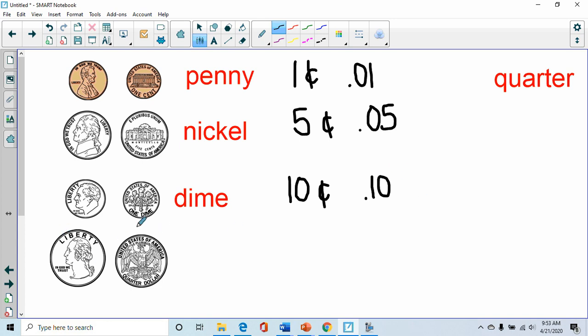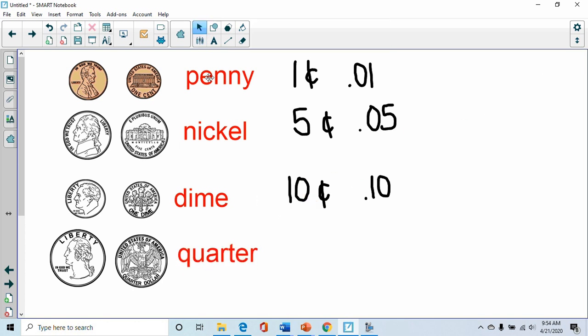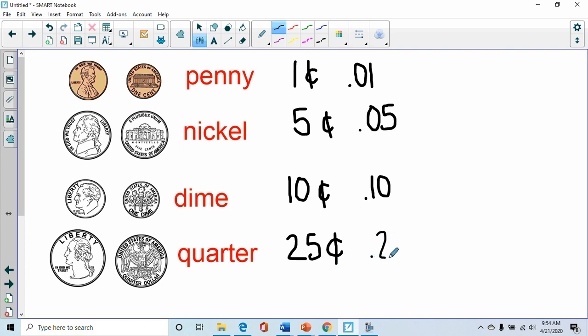Our last coin is the largest in size, and it's the largest in value too. This is our quarter. We see George Washington's profile on the front, and we see the symbol of the eagle on the back, and we see the word quarter. So we're looking at the quarter, and the quarter's value is 25 cents. So we could again write 25, and we could use our cent symbol, or we could write decimal point 25.